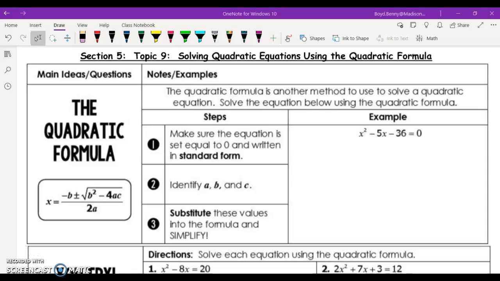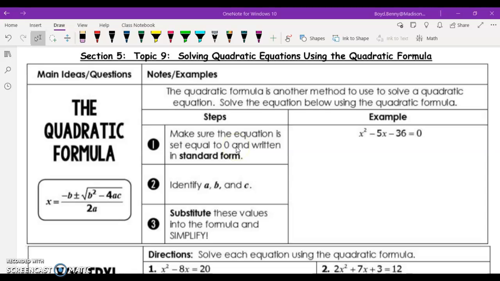Boyd again. We're going to continue our lessons on solving quadratic equations. We've already explored the idea of solving a quadratic using factoring, using the square root method, and completing the square. So today we want to look at using the quadratic formula, which is derived actually from doing complete the square with the standard form of the equation.